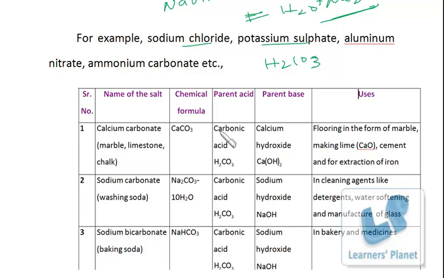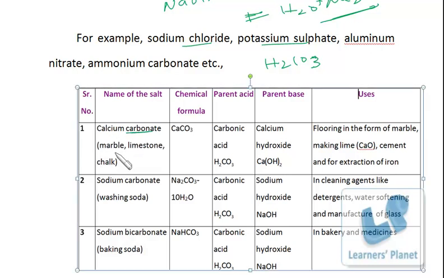Questions based on these salts can be asked. Sometimes their formula is also asked. Suppose for this example, which salt is there in marble, limestone or chalk, right? That is calcium carbonate. Calcium carbonate is present in marble, limestone, or chalk. The parent acid is carbonic acid and the parent base is calcium hydroxide, right? So by the reaction of calcium hydroxide and carbonic acid, we get calcium carbonate, a salt that is there in marble, limestone and chalk, okay?